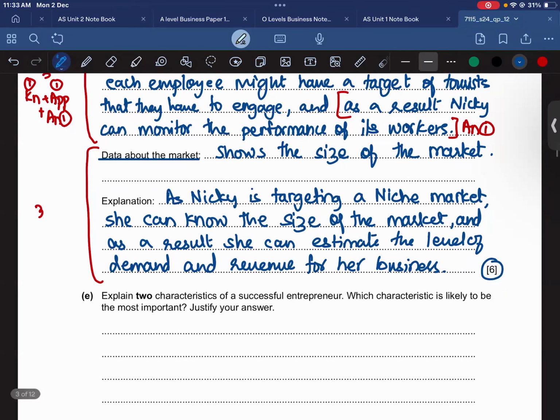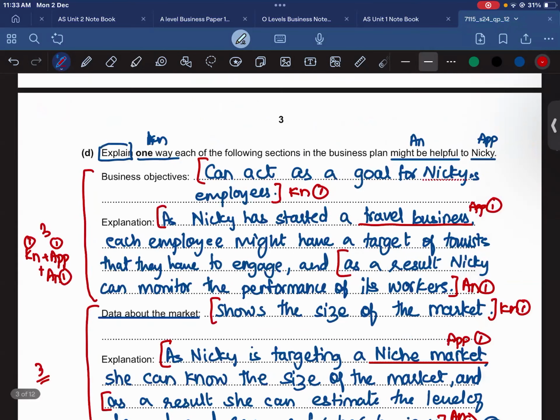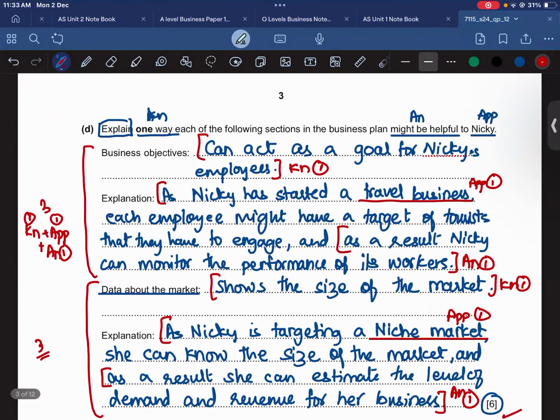So now over here, this is your knowledge point. So 1 mark here. Then as Nikki is targeting a niche market, this is your application over here. And as a result, they will know estimated demand is the analysis. So 1 mark here, 1 mark here, and 1 mark here. So you will get 3 marks for this and a total of 6 marks for the whole answer. So this is how you write the D part in your paper 1.